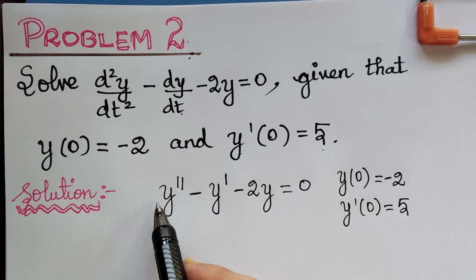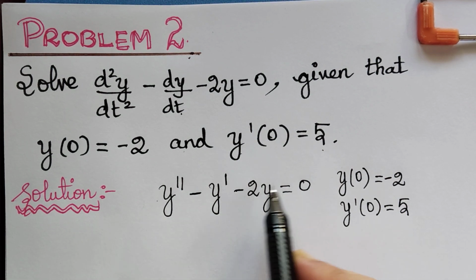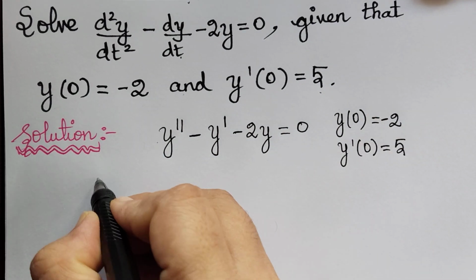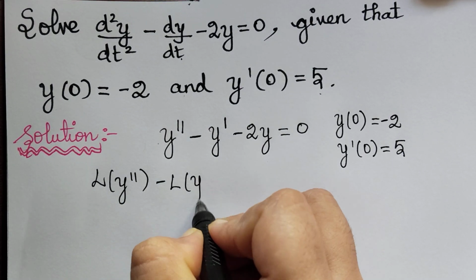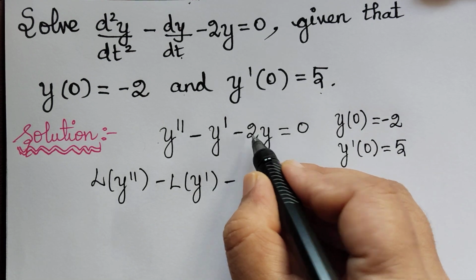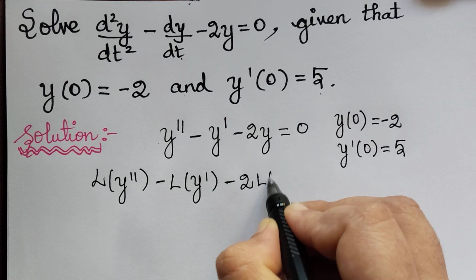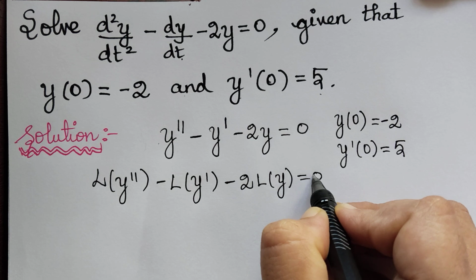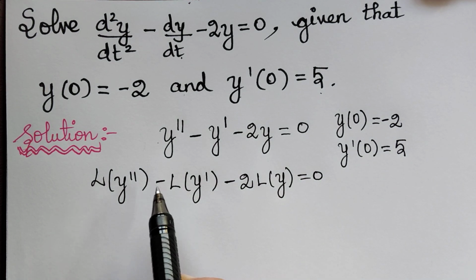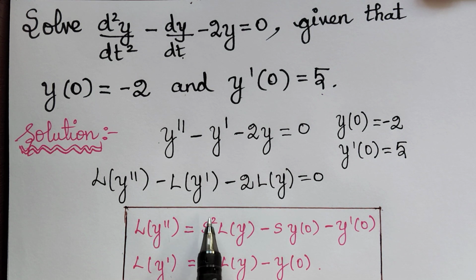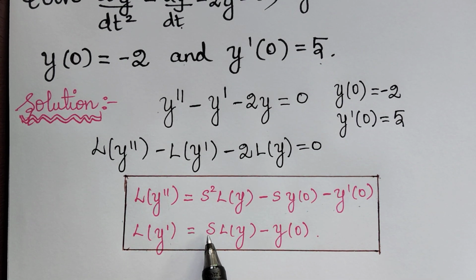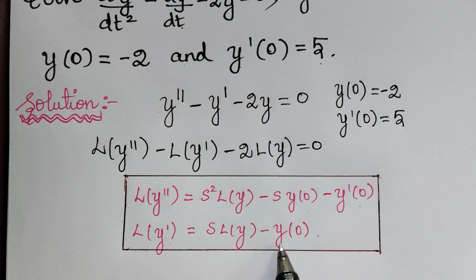So now, first of all, we have to take Laplace transform on both the sides of this equation. So we will be getting Laplace transform of y double dash minus Laplace transform of y dash minus 2, the constant can be taken out, Laplace transform of y is equal to 0. Now by the formula of Laplace transform, we know that Laplace transform of y double dash is equal to s squared L of y minus s y of 0 minus y dash of 0. And Laplace transform of y dash is equal to s multiplied with L of y minus y of 0.